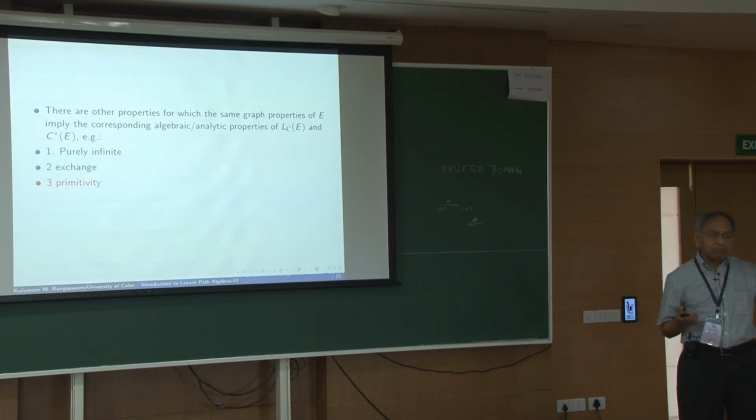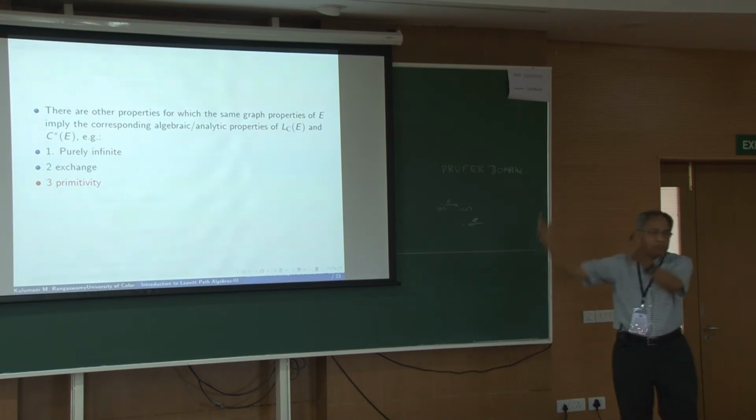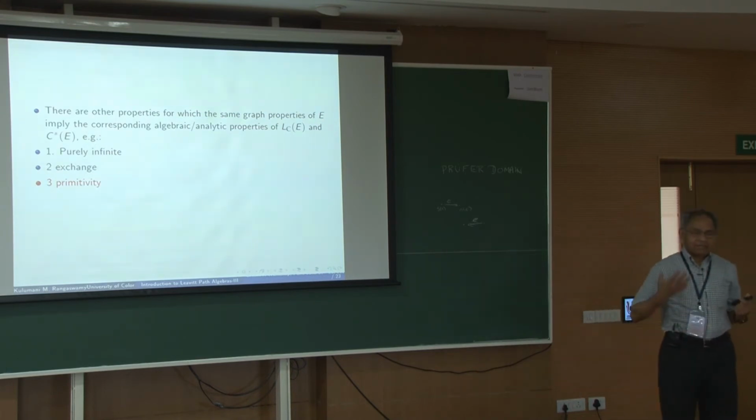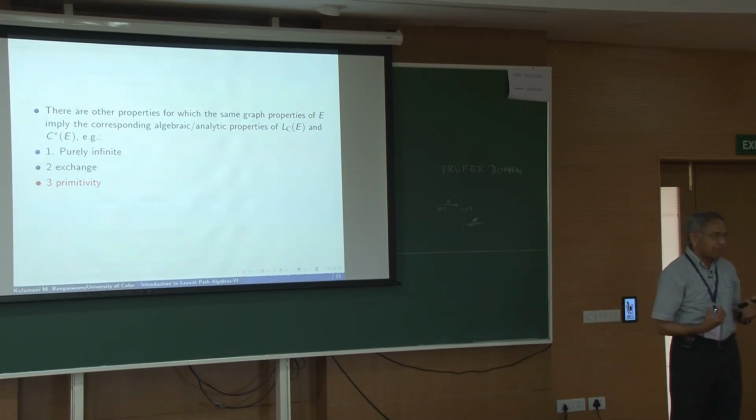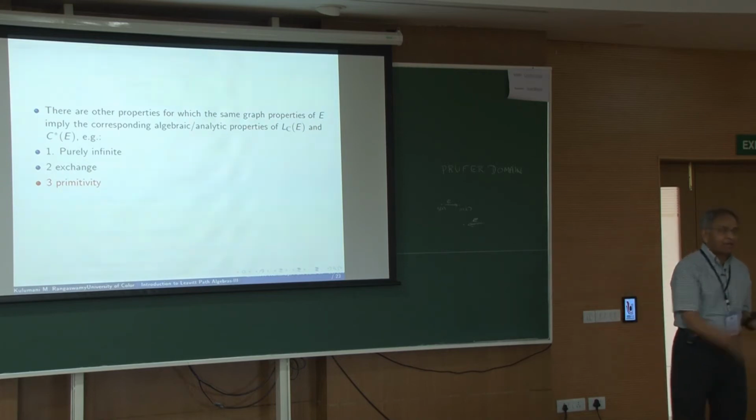What I'm trying to drive home here is the following. Here are two different sets. Here is an analytical animal, here is an algebraic thing. But the same graph property implies the similar property. So unfortunately, the proofs, we have to go algebraically here and we have to go analytically here.